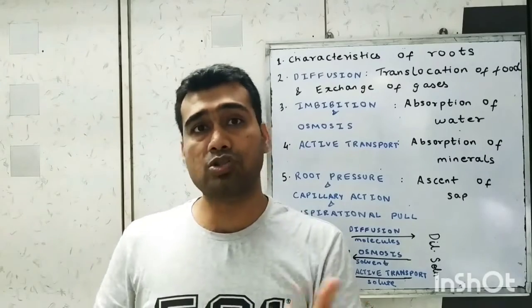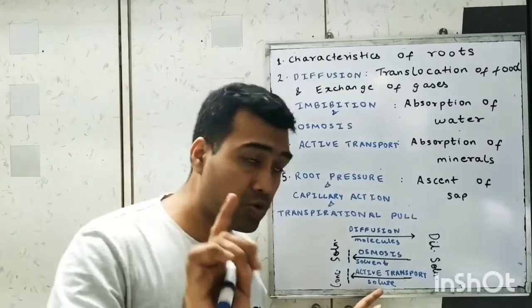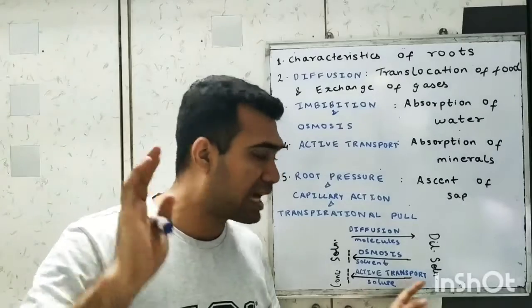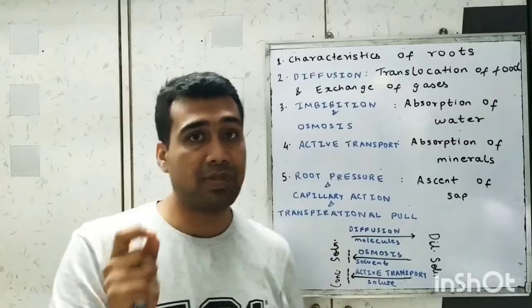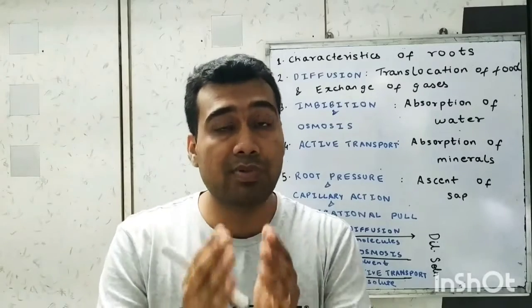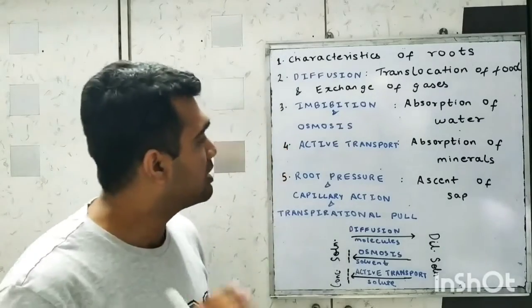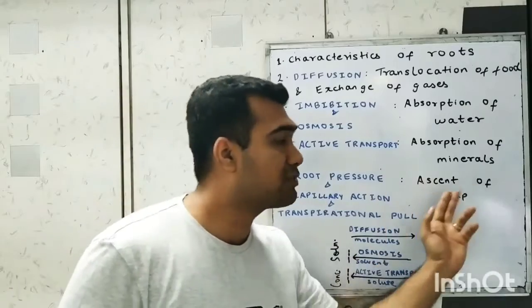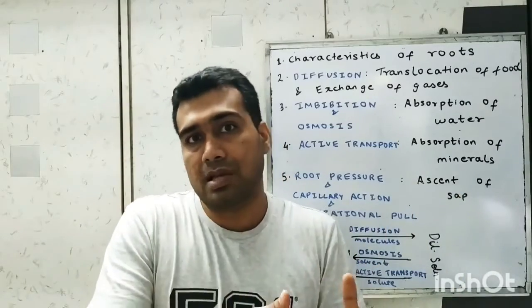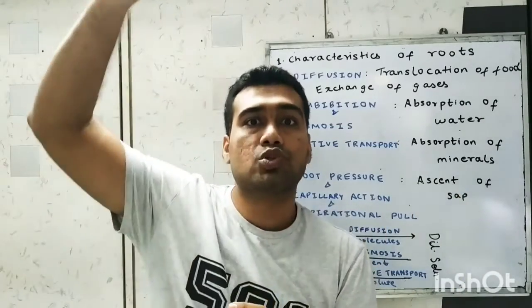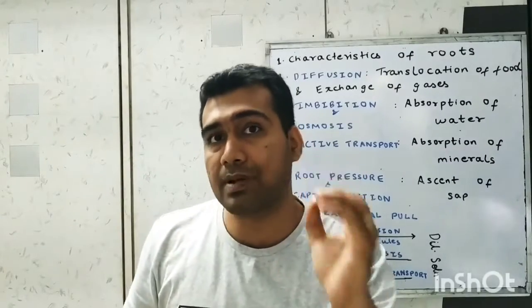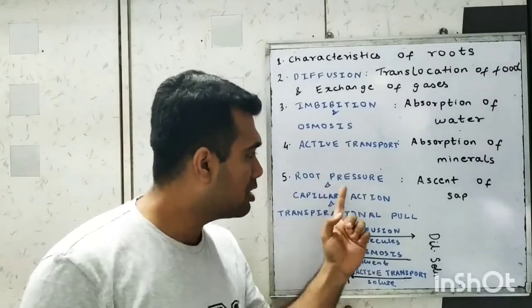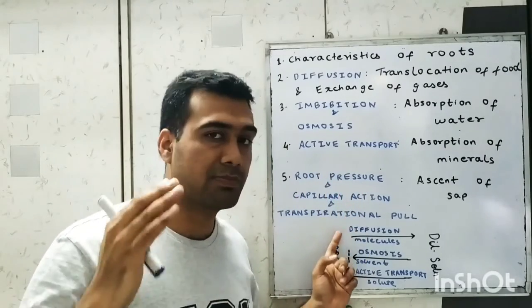Active transport is also opposite to diffusion because here the solute particles are moving from a dilute solution to a concentrated solution in the presence of a living semi-permeable membrane, that is a selectively permeable membrane. The next phenomenon is ascent of sap, that is, the water and minerals absorbed by the roots need to be transported to all the parts of the plant via the xylem. And three phenomena help in this process: the root pressure, capillary action, and transpirational pull.